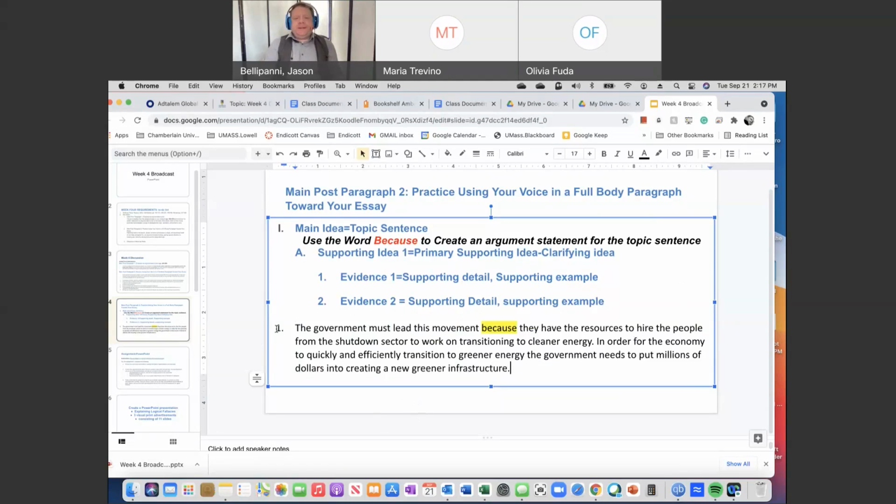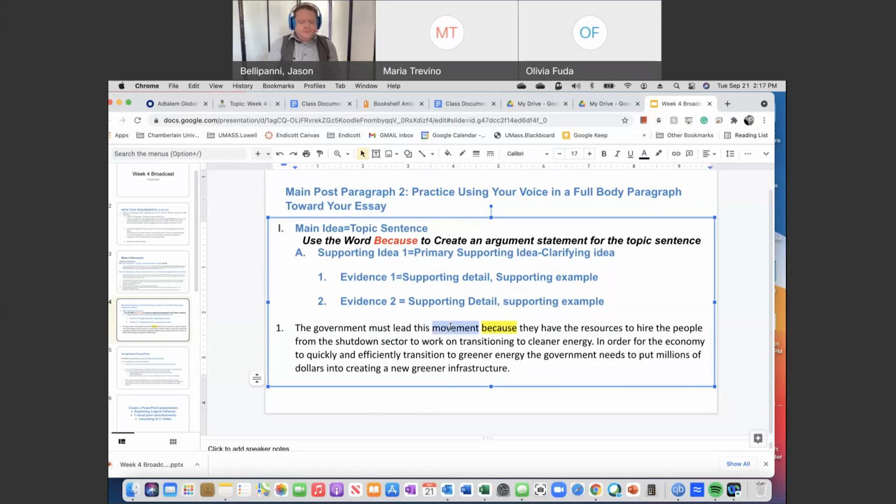Okay, so the idea is for this discussion post, the second one, the second paragraph, you're writing your own paragraph that's eventually, hopefully, going into your essay, but it's a body paragraph. And this is my little chart for the body paragraph. You need a main idea, which is your topic sentence, and you want to use the word because. So I have the government must lead this movement. I would need to make that clearer, though.